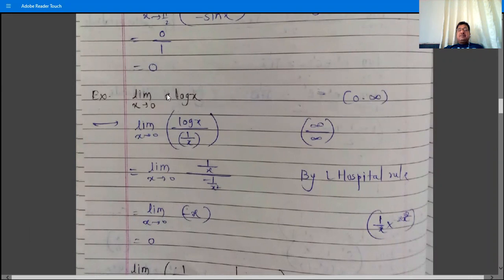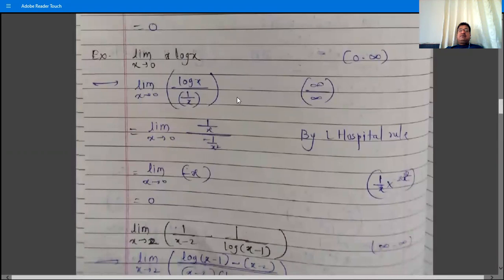If we shift this x to the denominator, it becomes 1 by x. Now we have log x divided by 1 by x. Log 0 is infinity, and 1 by 0 is infinity. So now it becomes infinity by infinity. We can also shift the log x to the denominator, so we have x divided by 1 by log x. Then we have 0 by 0 form. So either convert this example to 0 by 0 or infinity by infinity.